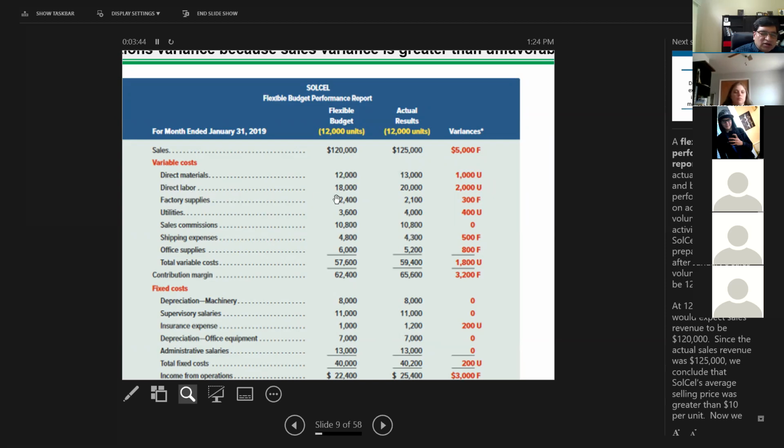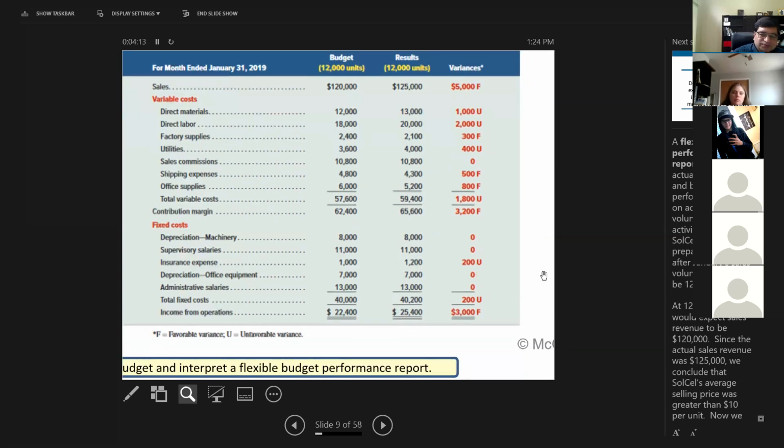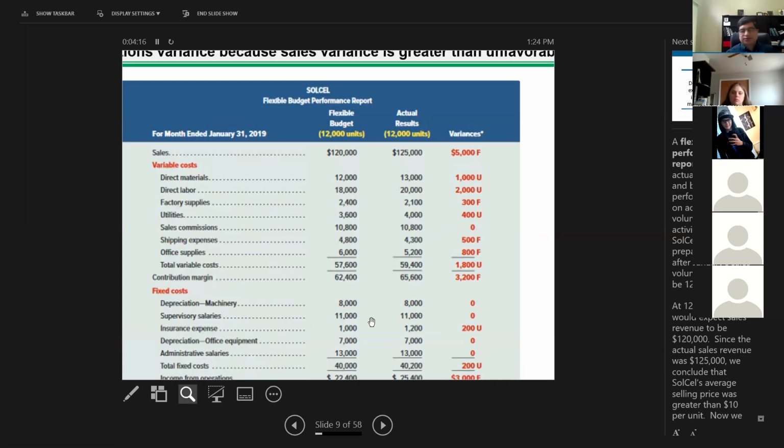Same thing with the direct labor. You got 18,000 in flexible budget, 20,000 in actual results. So your actual cost is more than the budgeted cost. It is unfavorable variance. Now we will then further segregate this 2,000 into due to the price as well as due to the quantity. And it goes the same way for all of those. Any questions here, please?